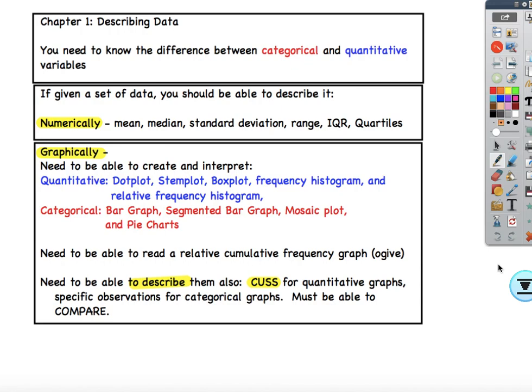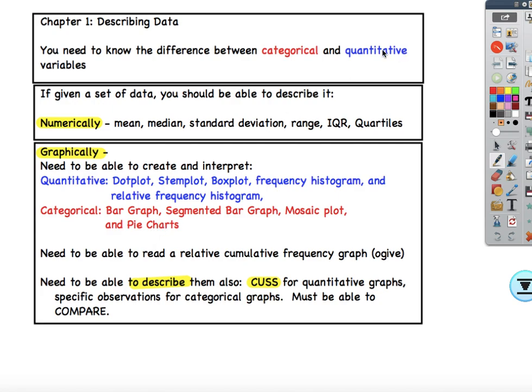Okay, this is just a brief recap of chapter 1. So we have two different kinds of variables that we've continually talked about, categorical and quantitative. Categorical are things that would put you in categories. So like your eye color. All the people with brown eyes would be in a category, and green eyes would be in a category, and blue eyes would be in a category. So if we have categorical data, we're going to make bar graphs, segmented bar graphs, mosaic plots, or pie charts.